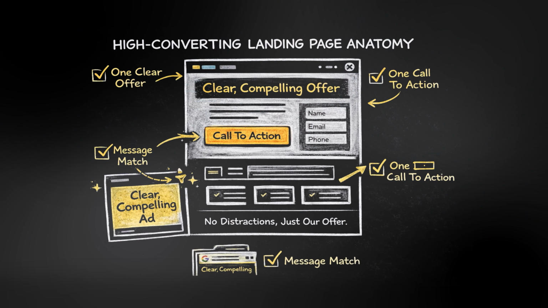A lead gen landing page needs 5 things. 1 clear offer, 1 call to action, not a menu, not 3 buttons, 1. Message match. If your ad says emergency plumber New York, your landing page headline needs to say emergency plumber New York. Social proof above the fold, the brands that you work with, and a phone number that is visible at the top of the page without scrolling. That's it. Anything else is noise.